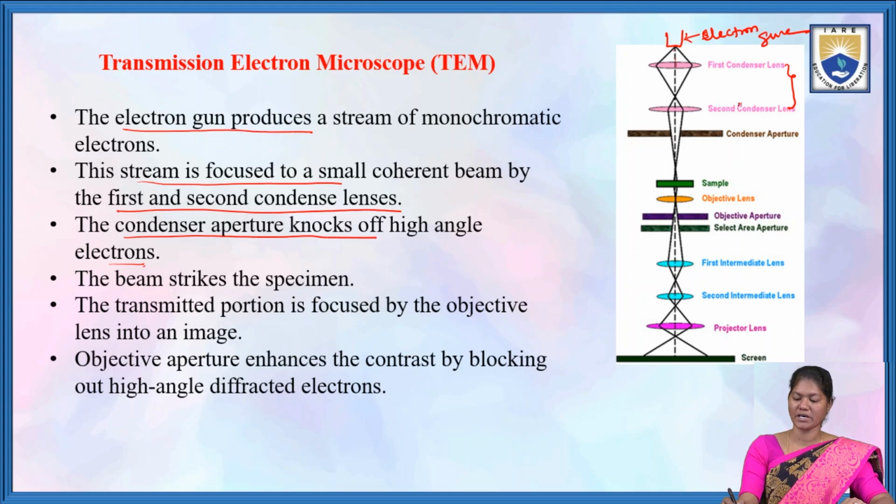Here is the condenser aperture. What does this aperture do? This condenser aperture knocks off high angle electrons. High angle electrons do not focus onto the particular area which we need to target, so they are blocked by this condenser aperture. Then the beam strikes the specimen. After this condenser aperture, there is a sample, which is the specimen we are talking about.